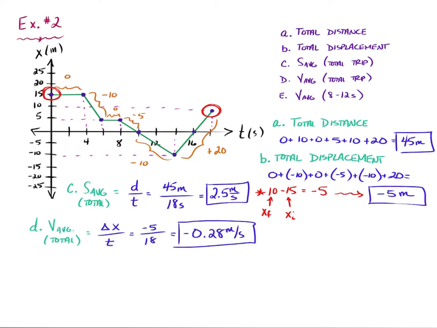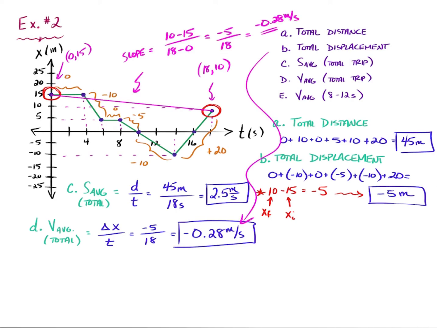To find my average velocity for the total, I'll do the same thing, but it's displacement divided by time. So negative 5 divided by 18 gives me kind of an odd value, but negative 0.28 meters per second. And for those that prefer the other method, I could also just draw a straight line from start to end point, identify those coordinates at the end, and just calculate the slope. And I'm still going to get negative 0.28 meters per second. Either one of those is acceptable.